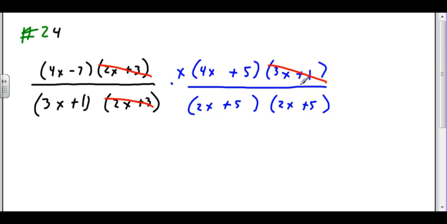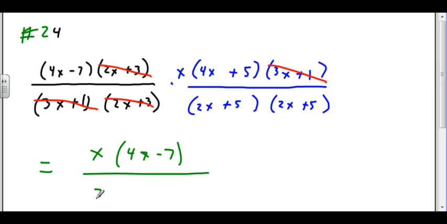Oh wait a minute, that guy and that guy goes away. Yeah, that's about all. So that's all there is there. No more x. 4x minus 7 over 2x plus 5 squared. Okay, so that was okay. That wasn't as bad as I thought it was going to be.